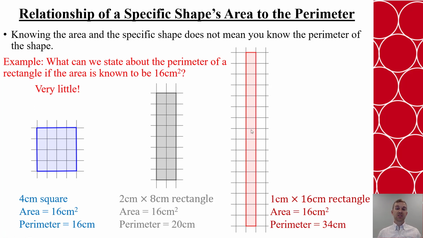So just knowing the specific shape also can't help us. So we have to be very careful about how we compare area and perimeter, because just knowing one doesn't necessarily mean we know how to determine the other.